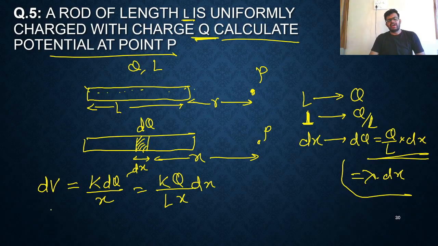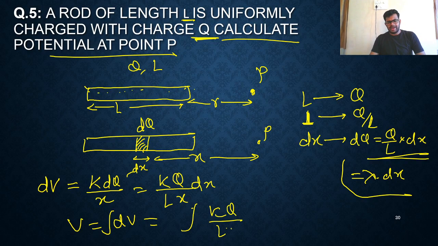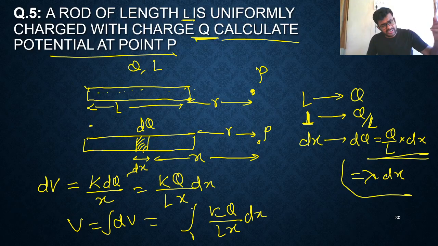So this is the value of dV. You need to find the value of V, potential. So V will be equal to integration of dV. That can be written as integration of kq divided by L x dx. Integration from where to where? You can see the x is varying from r to L plus r. One end is at distance r, another end is at distance L plus r.